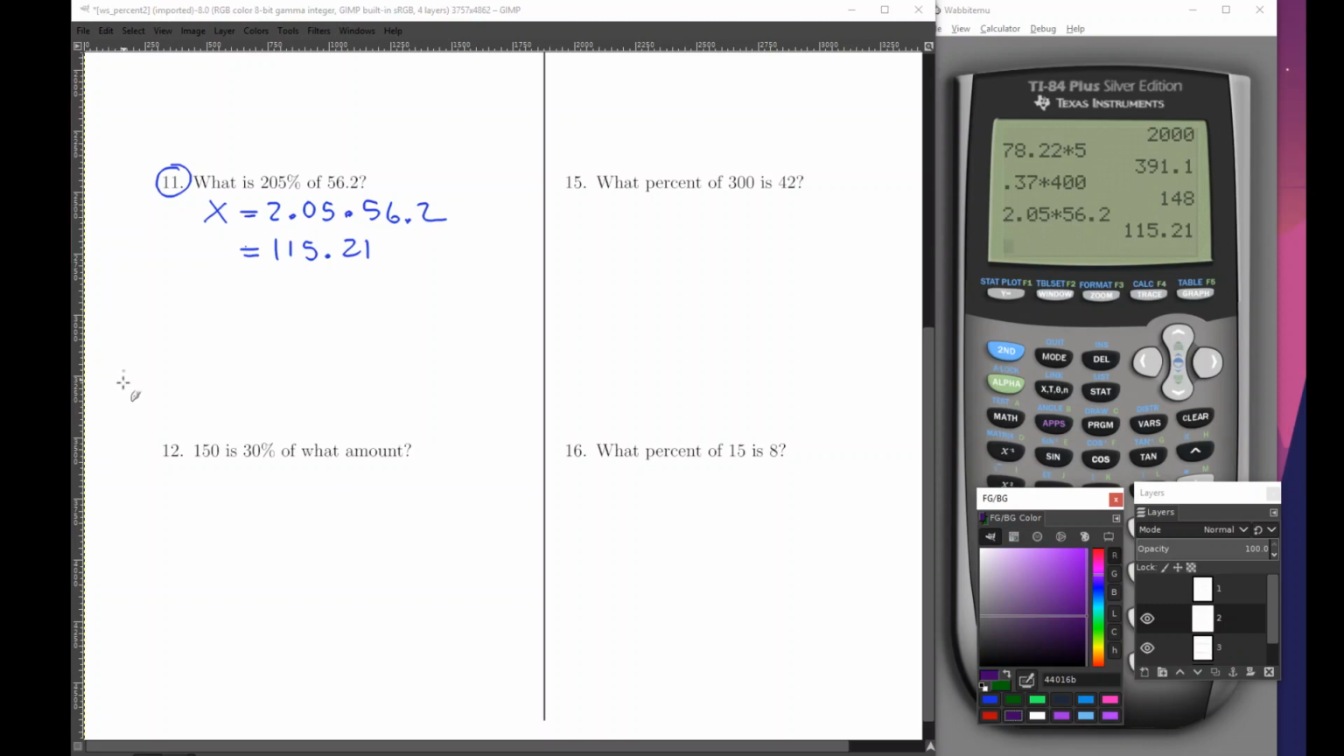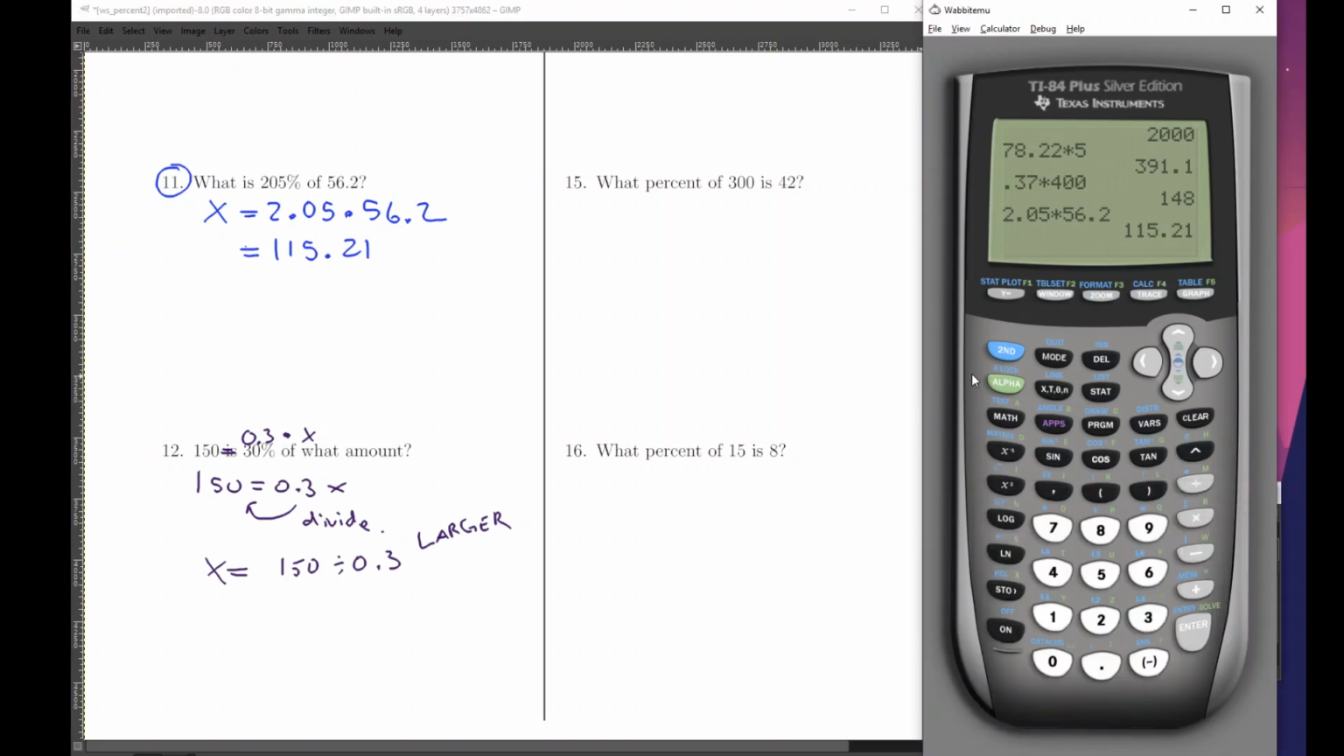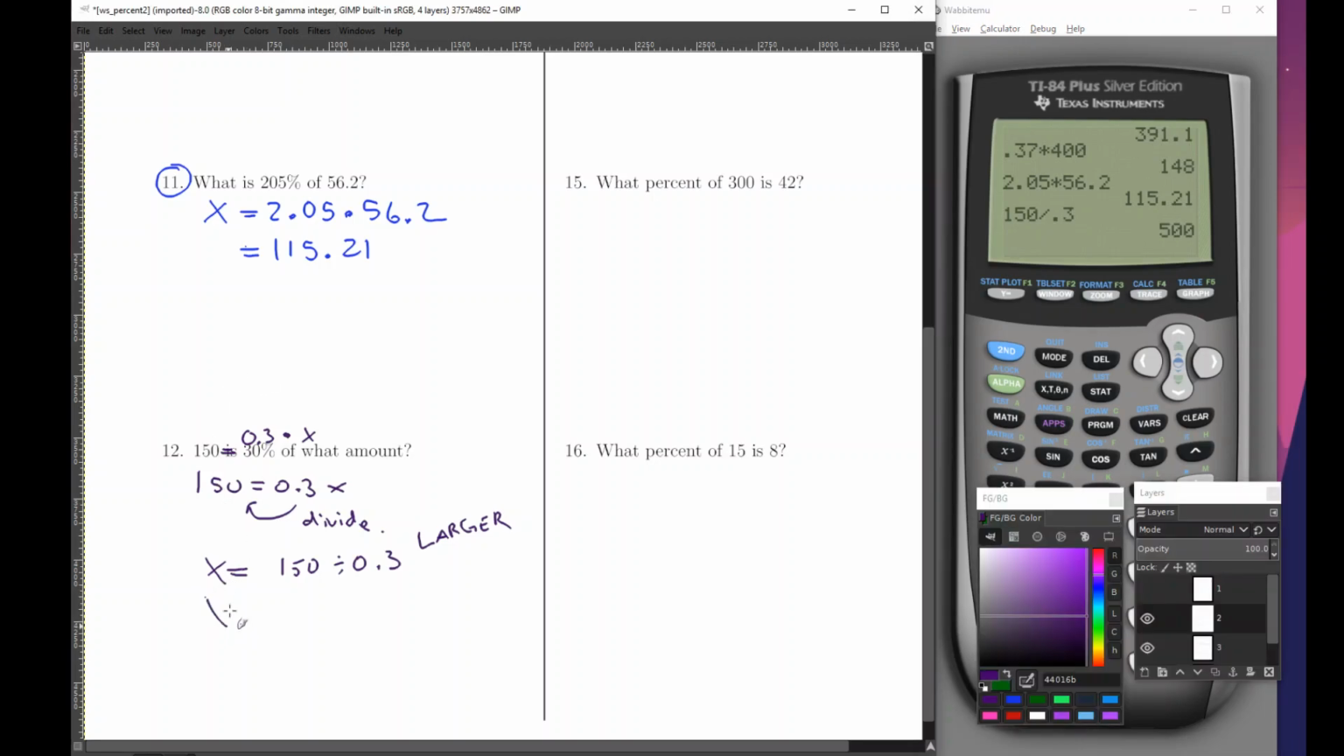This is a slightly different question right here, so I'm going to change colors. Different idea, different color. 150 is 30% of... "of" means multiply. What is my variable, of what amount? 150 equals 0.3x. You've got to divide. The amount I'm looking for, this big, large amount, is 150 divided by 0.3, and it's going to get larger. 150 divided by 0.3, 500. So x is equal to 500. Great.